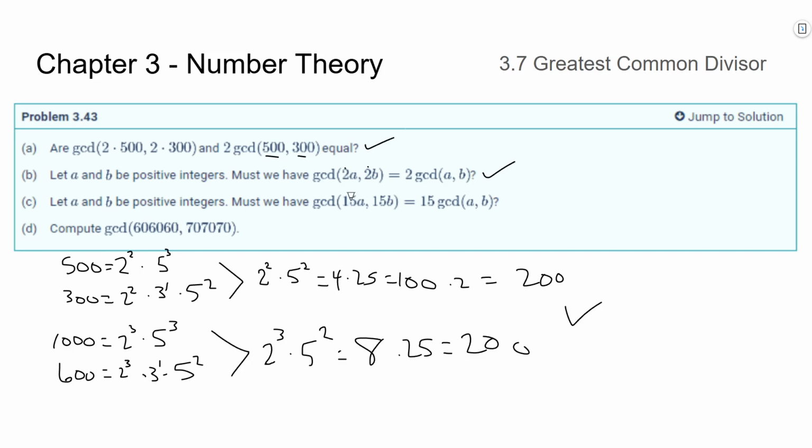Okay, and so same thing for this. If we prime factorize 15, that would be 3 and 5, right? 3 times 5.